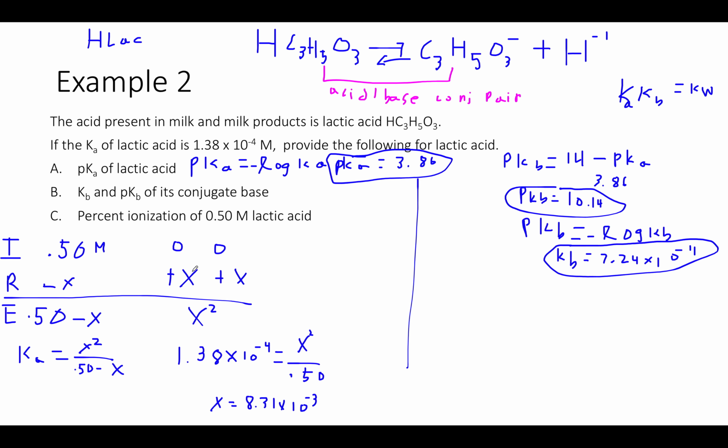Now since X is our hydrogen ion concentration, this is also equal to the concentration of hydrogen ions at equilibrium. So the percent ionization would equal the hydrogen ion concentration, which we just found, 8.31 times 10 to the negative third, divided by the molarity of the acid, 0.5 molar. So we get the percent ionization to be 1.6%.